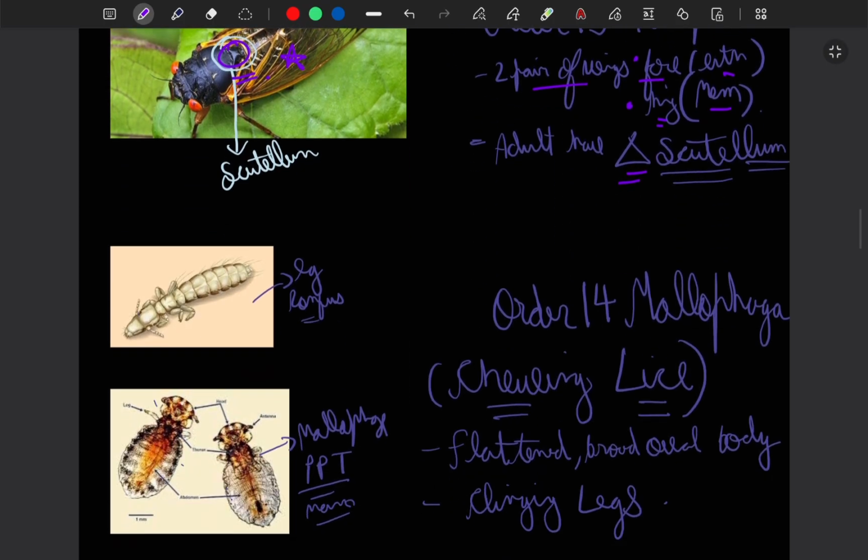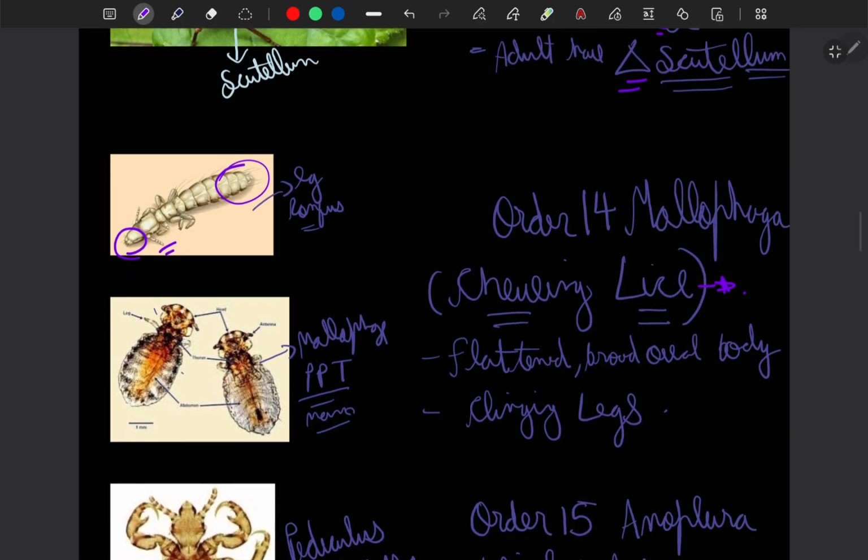Now we have Mallophaga. Mallophaga is known as chewing lice. These organisms are majorly parasitic, hence their bodily modifications are accordingly. These are mammal parasites. They have a flattened broad oval body and clinging legs. Now this is a parasitic modification.